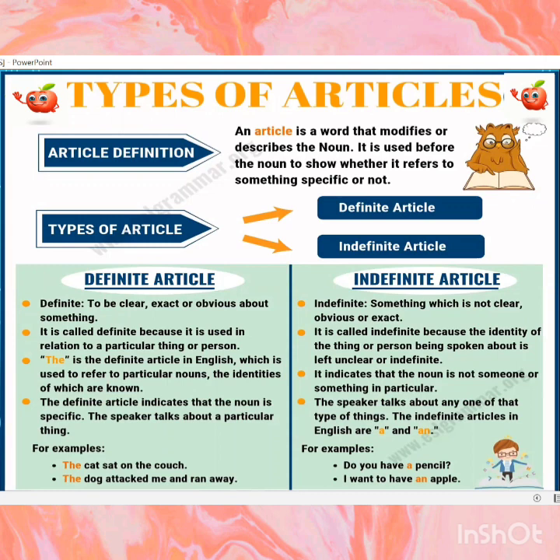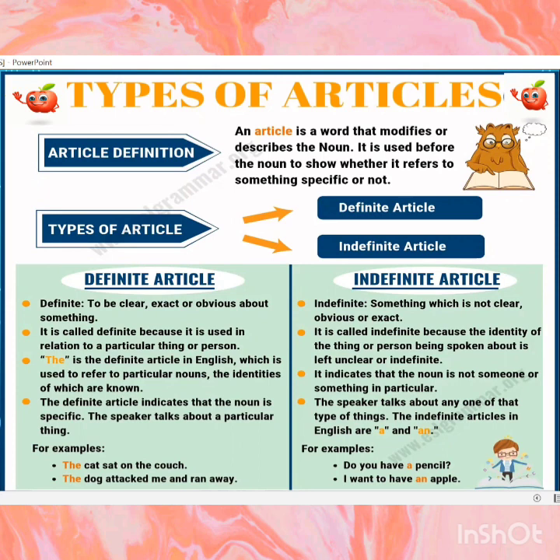So look at the definite article. It has to be clear, exact, or obvious about something. It is called definite because it is used in relation to a particular thing or person. The is the definite article in English, which is used to refer to particular nouns, the identities of which are known. The definite article indicates that the noun is specific. The speaker talks about a particular thing. For example, the cat sat on the couch. The dog attacked me and ran away.